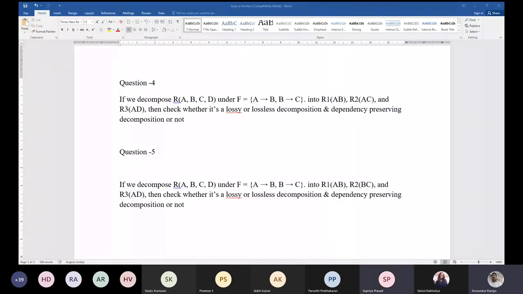Yes, sir. Just a second, sir. Can I take 5 minutes to solve? No, take your own time. Everyone can solve it independently. You can take a piece of paper and pen and solve it. Initially, you can give the solution for checking whether the decomposition is lossy or lossless. Then you have to explore whether the functional dependency is preserved in the decomposition or not.